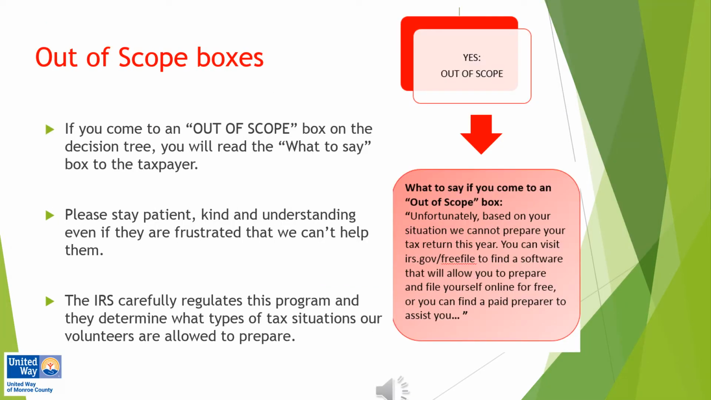Now we're going to go over what to say when you come to an out of scope box. So you're going to read the red box that says, "Unfortunately, based on your situation, we cannot prepare your tax return this year. You can visit irs.gov/freefile to find a software that will allow you to prepare and file yourself online for free, or you can find a paid preparer to assist you."